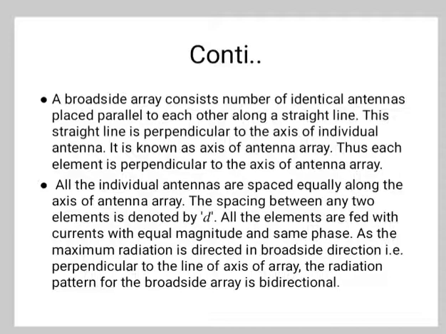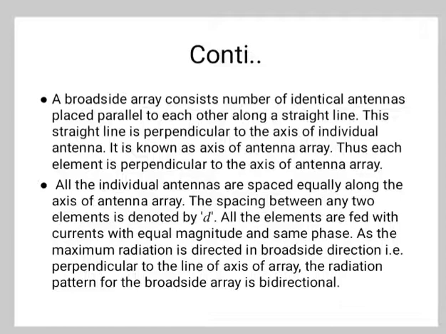So the broadside array consists of a number of identical antennas placed parallel to each other along a straight line. This straight line is perpendicular to the axis of the individual antenna and it is known as the axis of the antenna array. Thus each element is perpendicular to the axis of the antenna array. All the individual antennas are spaced equally along the axis of the antenna array. The spacing between any two elements is denoted by D and all the elements are fed with current of equal magnitude and same phase.